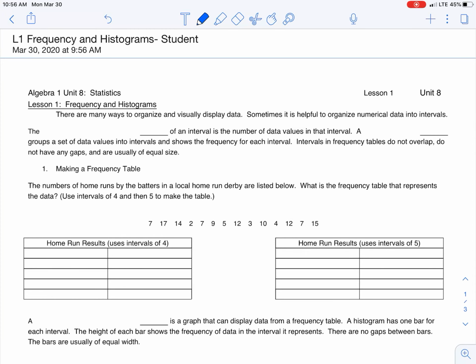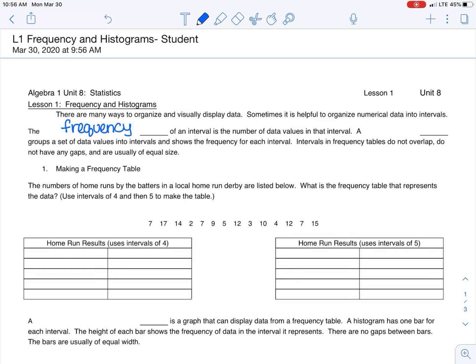So there are many ways to organize and visually display data. Sometimes it's helpful to organize numeric data into intervals. The frequency of an interval, so basically what that's saying is how often that interval occurs, is the number of data values in that interval.